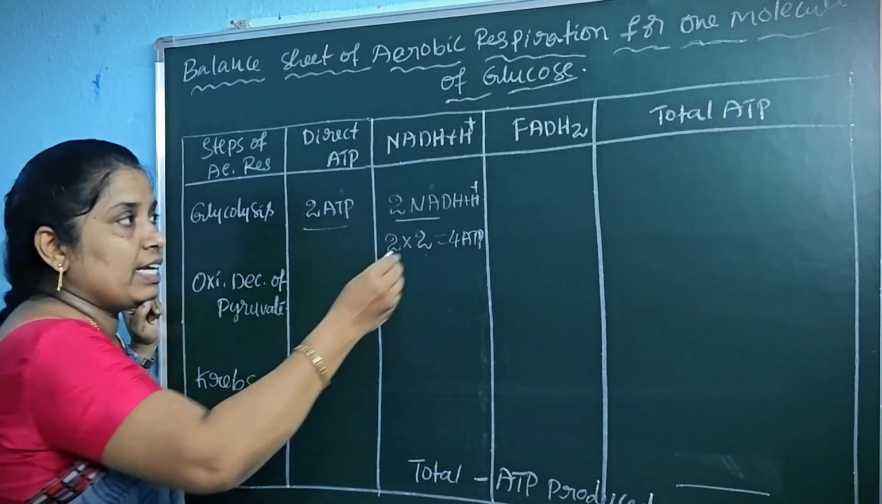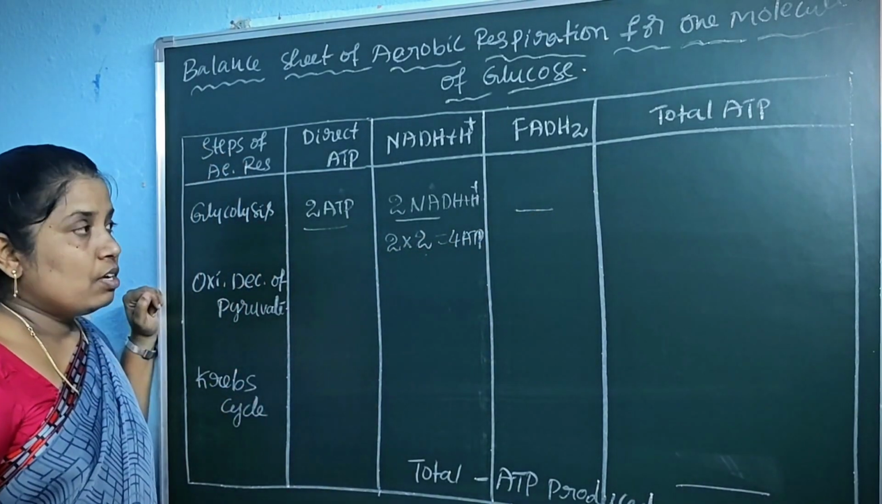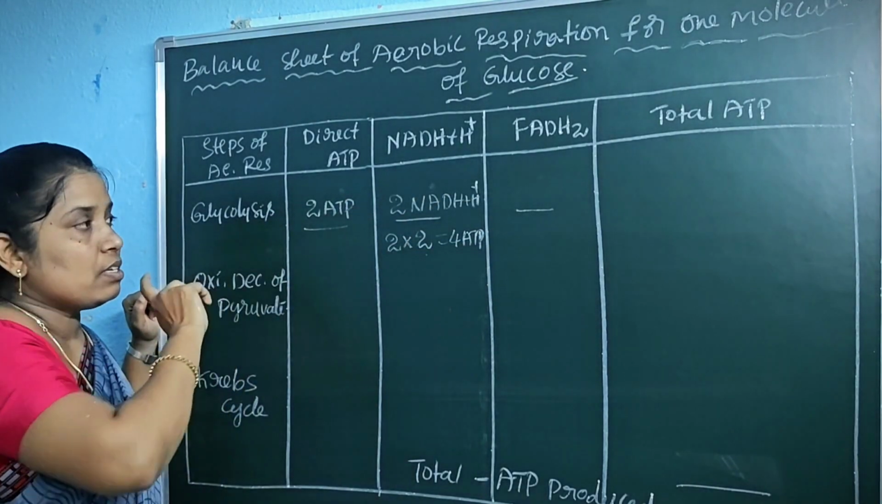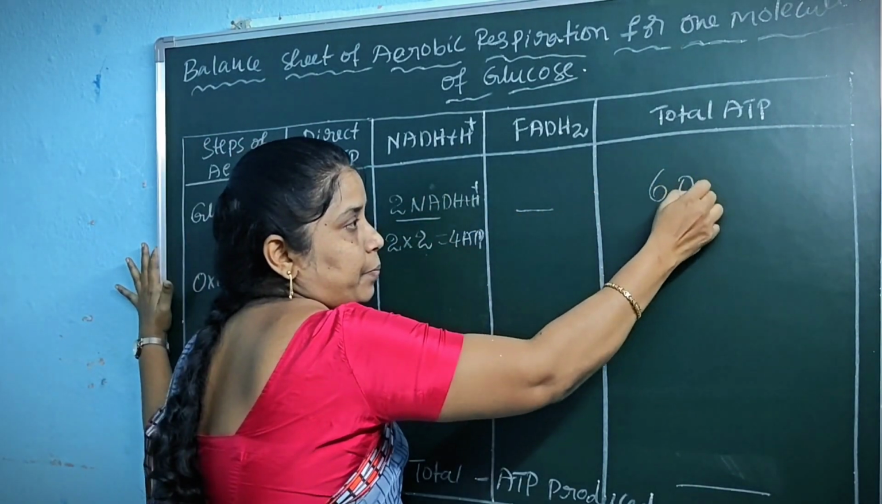There is no FADH2 production in glycolysis. So let's see how many total ATPs we get from glycolysis: 6 ATPs.